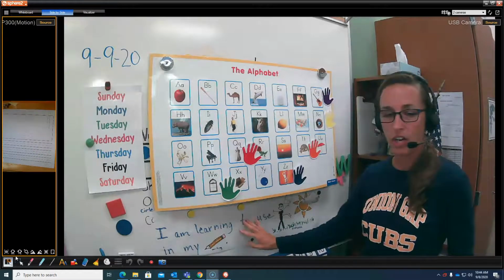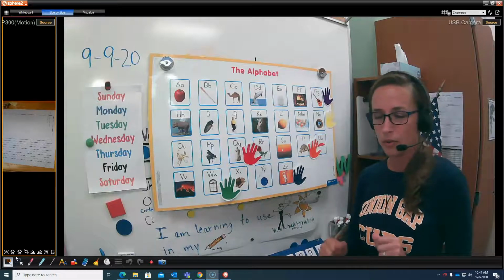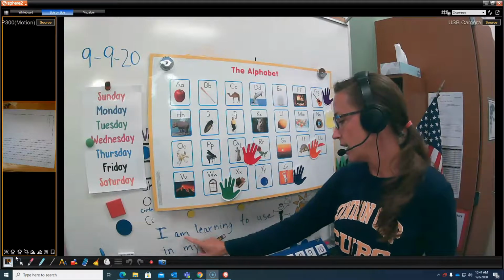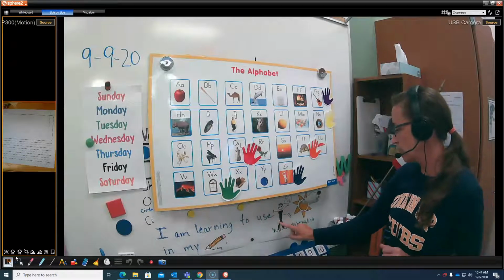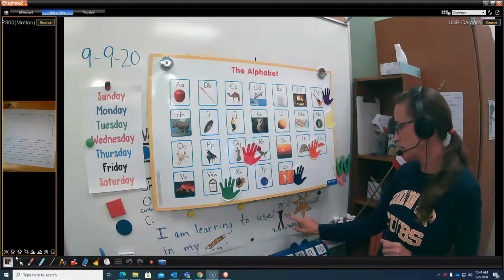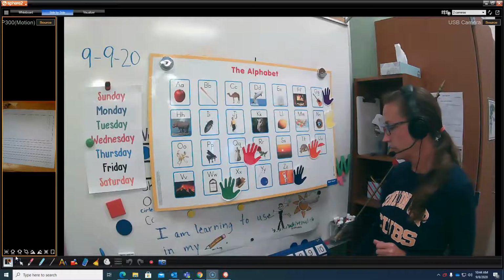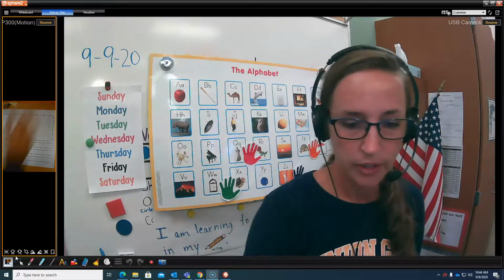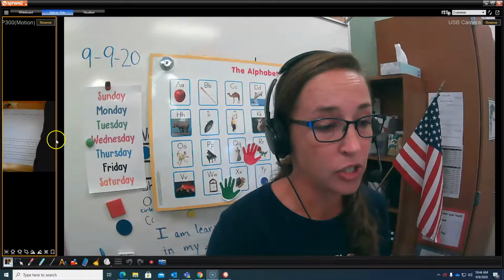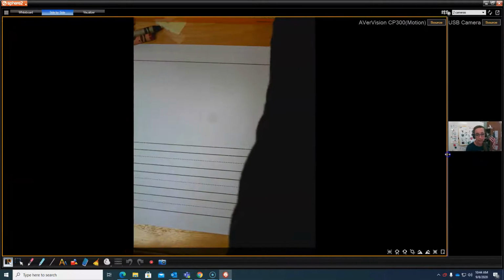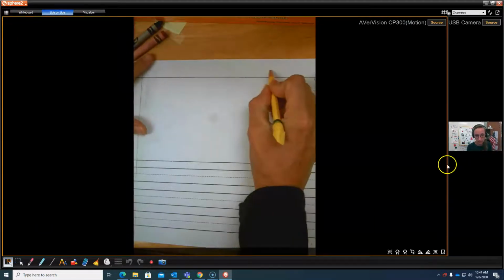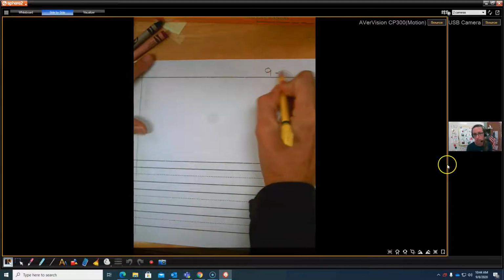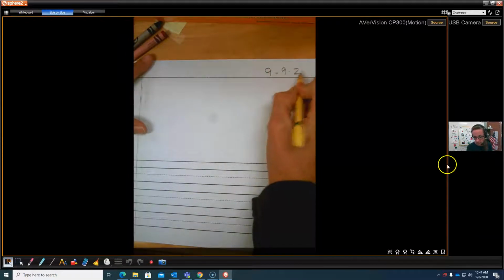And here's our learning target for writing and drawing with pictures. It says, I am learning to use pictures and labels and a speech bubble in my writing. Okay, so now I'm going to make me small, make my journal page big. You need to make sure you have your pencil and your journal page and write the date at the top, 9-9-20.